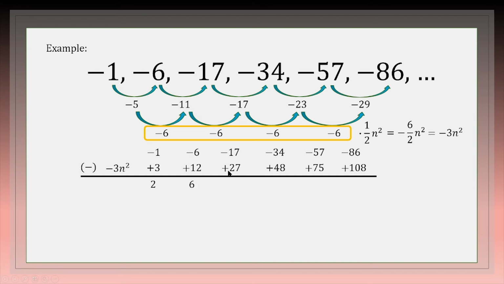Negative 17 plus 27 is 10. Negative 34 plus 48 is 14. Negative 57 plus 75 is 18. Negative 86 plus 108 is 22. So, tandaan natin na ito ay magiging linear equation. Diba? Yung difference. Okay, now, since it is a linear equation, so let us identify what is the common difference.